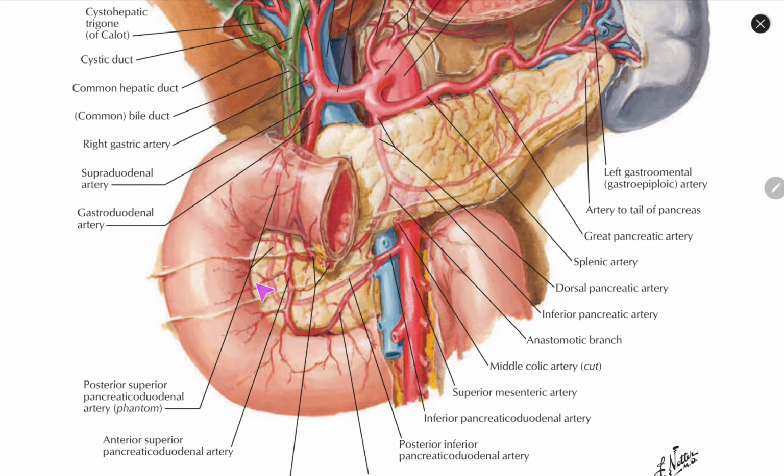Then we have the right lateral border. It is related to the second part of the duodenum and the terminal part of the bile duct. So actually the bile duct will be coming like this and will be opening into the second part of the duodenum. This bile duct joins with the pancreatic duct to form the hepatopancreatic duct. So the terminal part of the bile duct is related to the right lateral border.